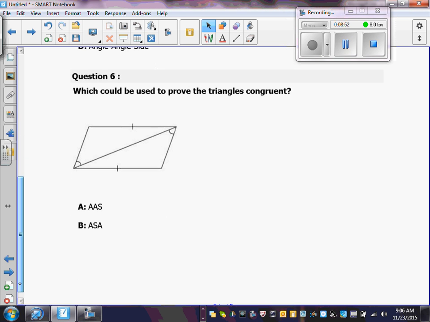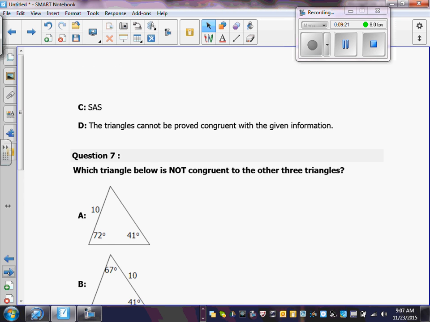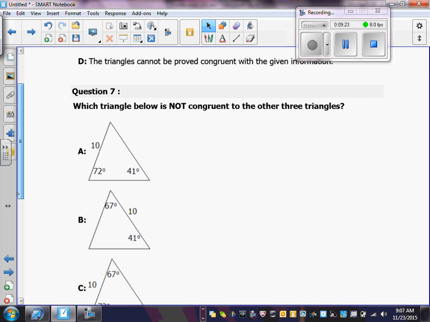All right, this is number 6. It says which can be used to prove that the triangles are congruent. They give you an angle. So this is given to be congruent. They give you a side, and you also know that this is going to be a common side, right? So I have S, and I have another S and A, or I have ASS, which is not part of the 5 postulates we discussed about. So this one would be not enough information, right? That's what D is, yeah. That's what you guys have to do.